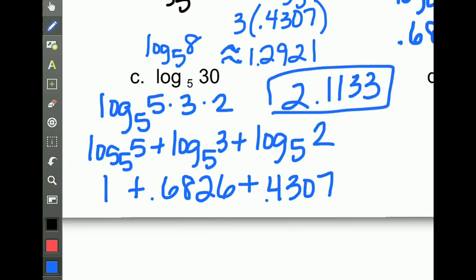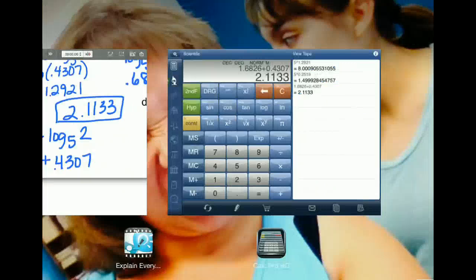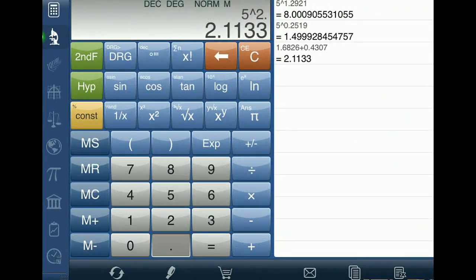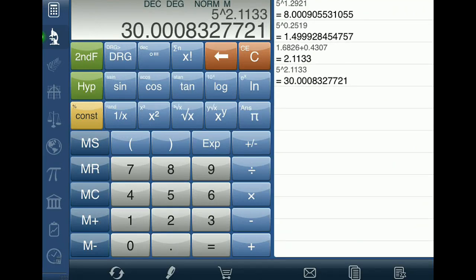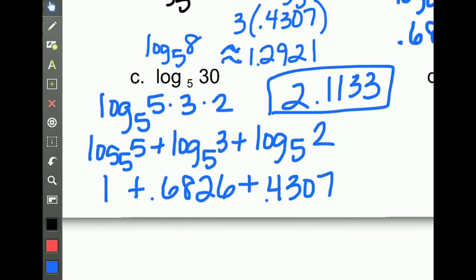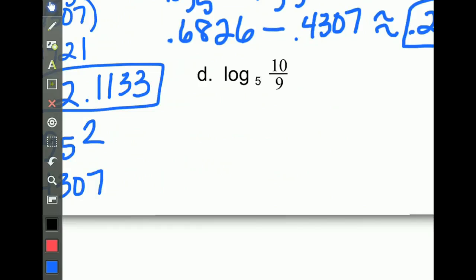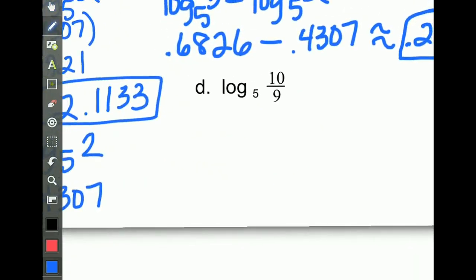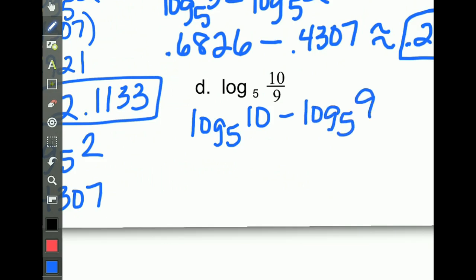Let's plug that back in and see if we get close to 30. If we raise 5 to the 2.1133, we get 30. Okay, you're approximating the value of these logs, and you're coming pretty close. Rounding off, you get really close. All right. So again, because you have a fraction going on here, you know you're going to use division. So you're going to have log base 5 of 10 minus log base 5 of 9. It's sort of helpful. Not really.